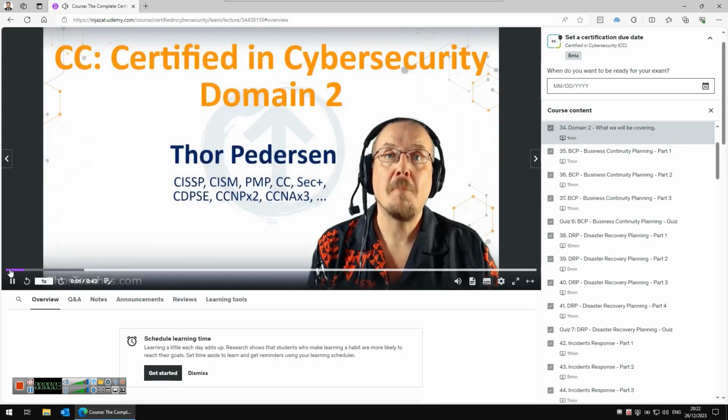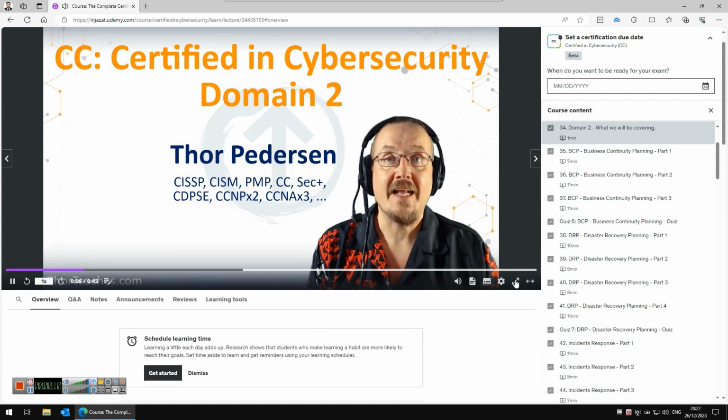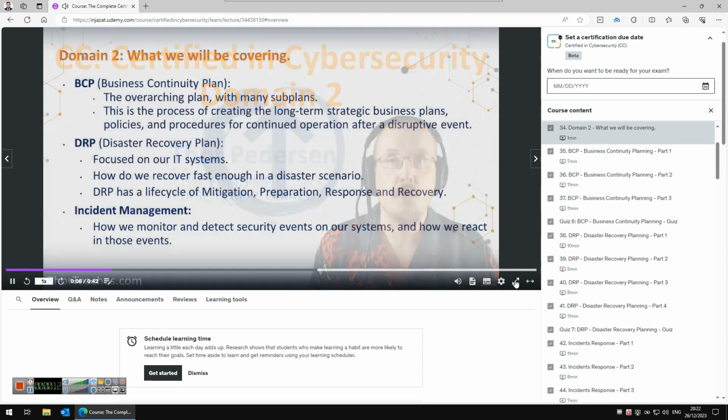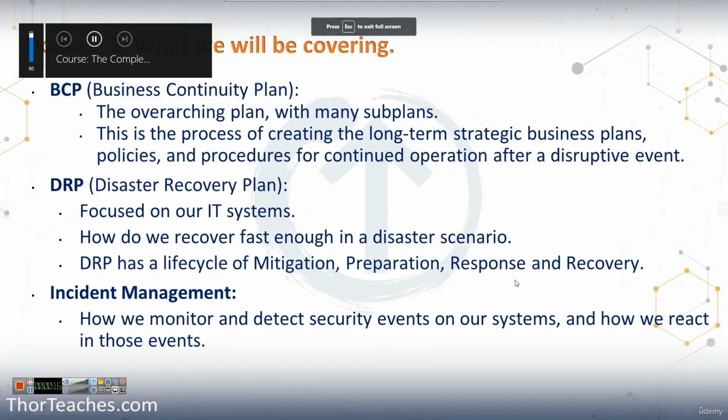Welcome to Domain 2, Business Continuity, Disaster Recovery, and Incident Management. 10% of the questions you're going to get on the exam are going to be from Domain 2. Domain 2 is a pretty small domain, and it's focused on what do we do when everything else we have in place fails, all the protections.